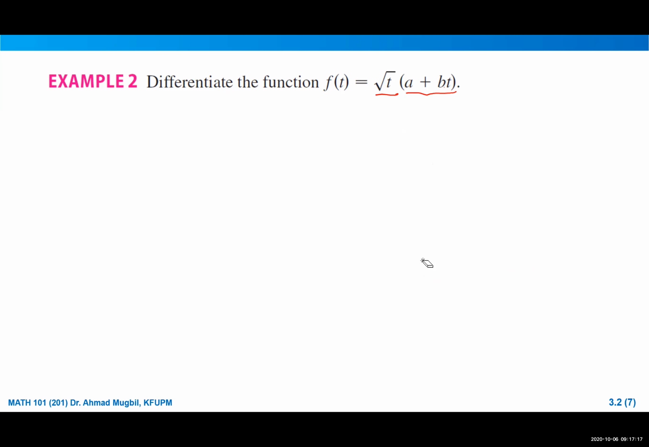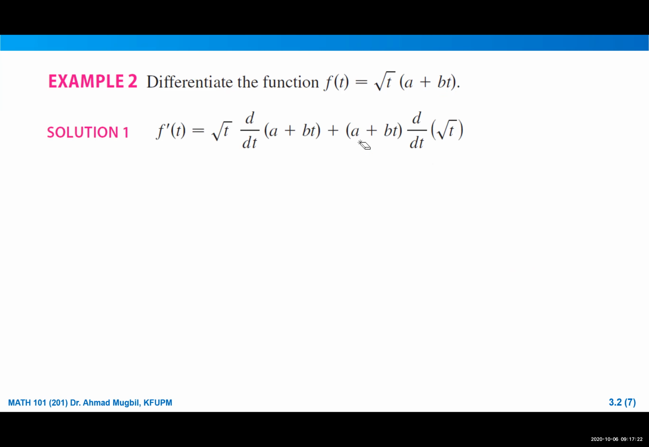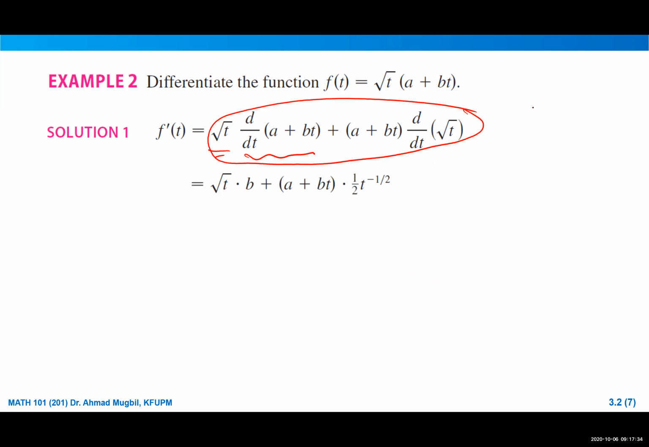Now let's come to the product rule. We should apply the product rule. So to apply the product rule, it will be the first one multiplied by the derivative of the second plus the second one multiplied by the derivative of the first one. You can skip this step if you are sure about it. You can go directly to this step. You will write the first one multiplied by the derivative of the second one. The derivative of a is 0. The derivative of bt is b.